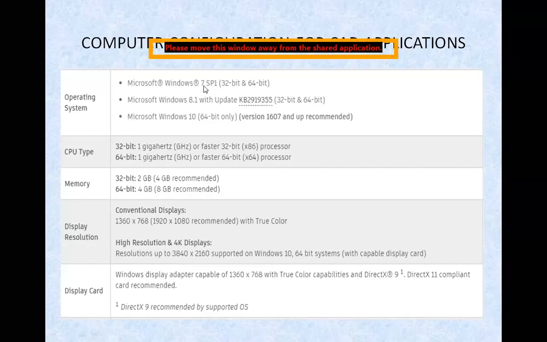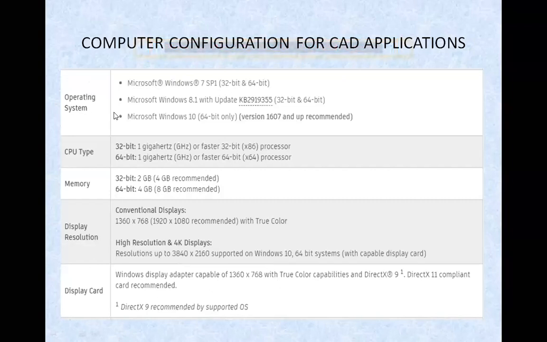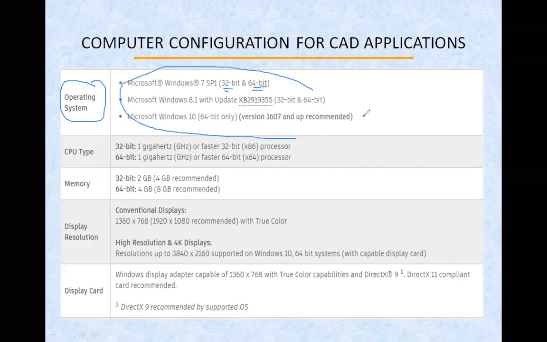In the operating system we have two types of configuration: a 32-bit computer and a 64-bit computer. We can go with either one. So the first required thing is the operating system. Without an operating system we cannot install or run the AutoCAD software. It may be 32-bit or 64-bit, either one, so that we can easily run the AutoCAD software.